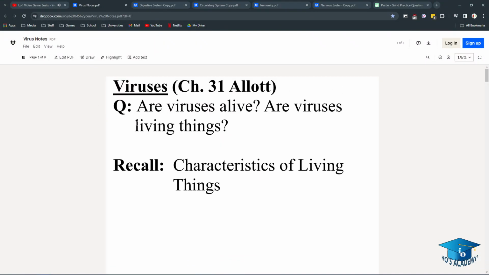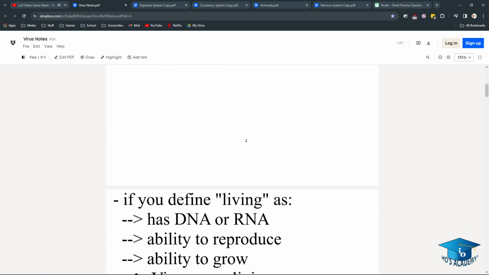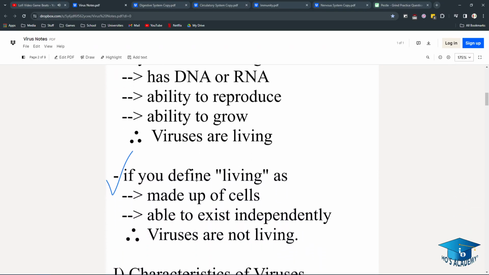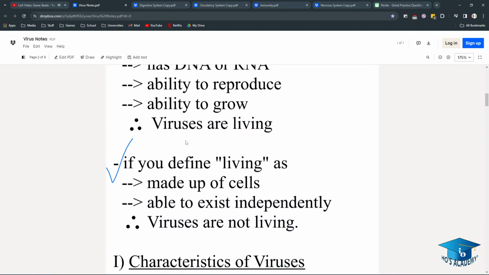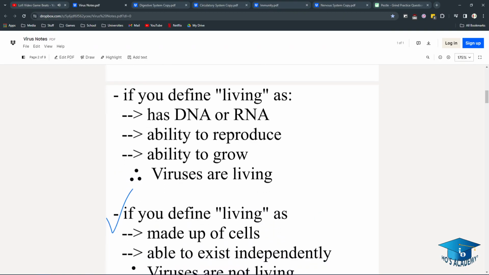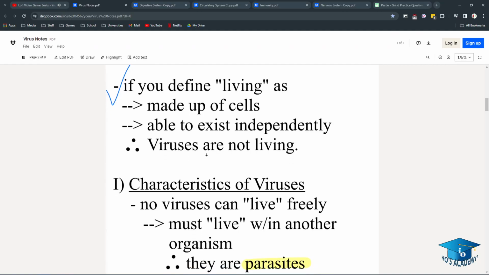So for viruses, it's a pretty short unit. You have to remember that viruses aren't really determined living things. You could argue it either way for IB, but generally they're not. That's because they don't really eat, they don't have excretion, and they're unable to survive without a host. If you define living as has DNA, can reproduce, able to grow, then technically they are. But if you think about cell theory, then no, they aren't.